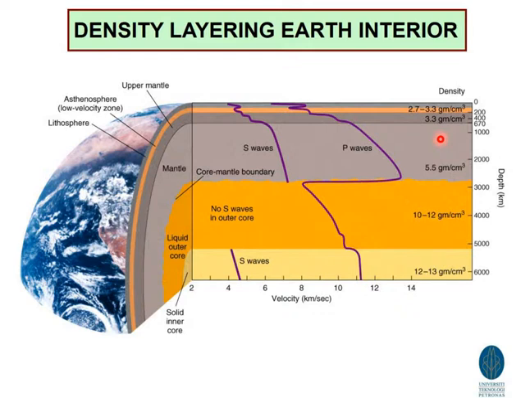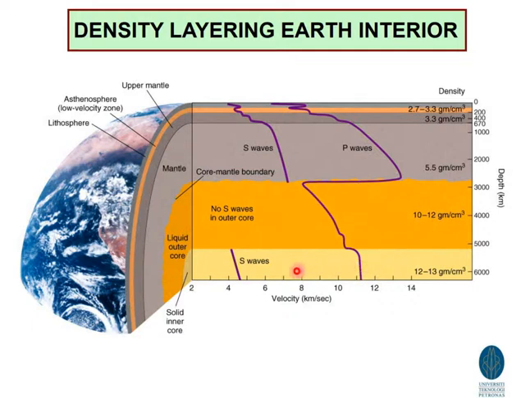The same situation applies in the lower mantle, which reaches its lower boundary at 2,900 km. From 2,900 km to 5,100 km is the outer core with a density of 10 to 12 gram per cubic centimeter, and it is in liquid state. S wave can't pass through liquid, thus it is dissipated in this zone. P wave is still present, but the velocity has been slowed down.